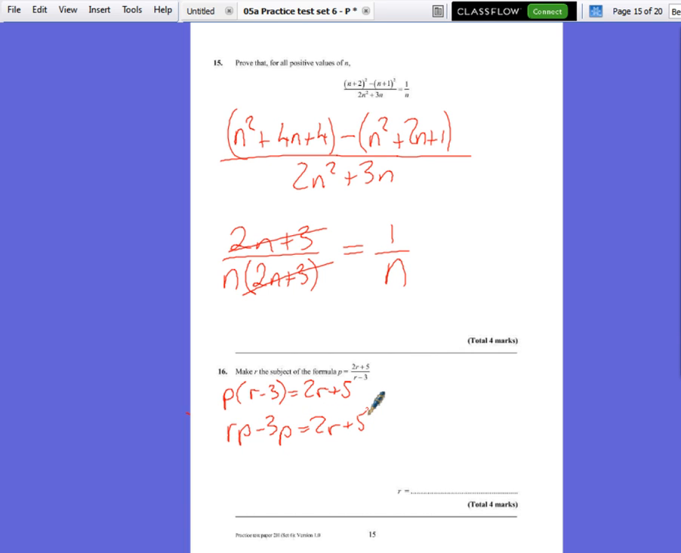I then want all the r's on the same side, so if I take the 2r onto the left, the rp is still there. I'll be taking the 2r off because it's positive on the other side, and at the same time we'll take the minus 3p onto the other side, and that becomes a plus 3p, so 5 plus 3p. I can then factorise the left, so I'll pull a factor of r out, it'll be p minus 2, equals 5 plus 3p. I then want to divide by the p minus 2, so r will just be 5 plus 3p all over p minus 2.